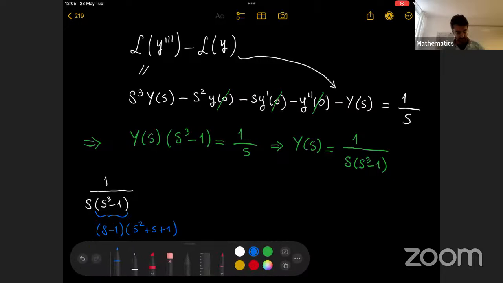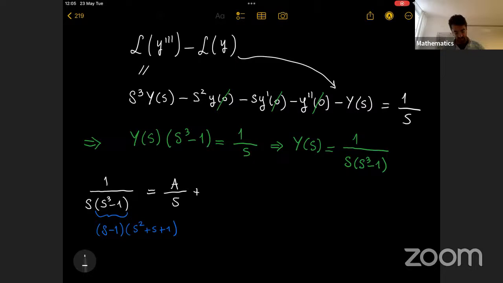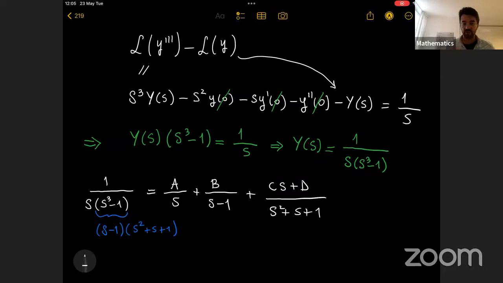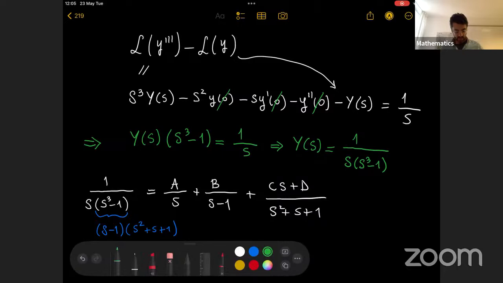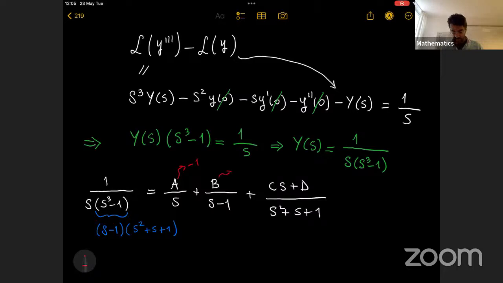So it's going to be a over s plus b over s minus 1 plus (cs plus d) over (s squared plus s plus 1). s squared plus s plus 1 is an irreducible component. Remember, in that case, you have a degree 1 polynomial on the top, cs plus d. From this, you can find a, b, c, d. I will not do it the long way. You can check this yourself. Here, a will be minus 1, b will be 1 over 3, c will be 2 over 3, and d is 1 over 3.